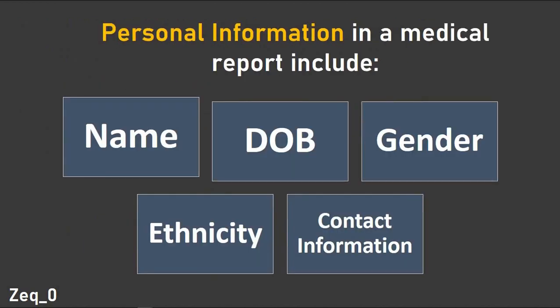So let's talk about the personal information that is included in a medical report. First of all, the name of the patient, the DOB, which is the date of birth, gender, whether he's a female or a male, ethnicity, where the patient is from, what his religion is, the language he speaks, etc. Contact information, which is the patient's address, if he lives in that city, also the phone number and the email address.